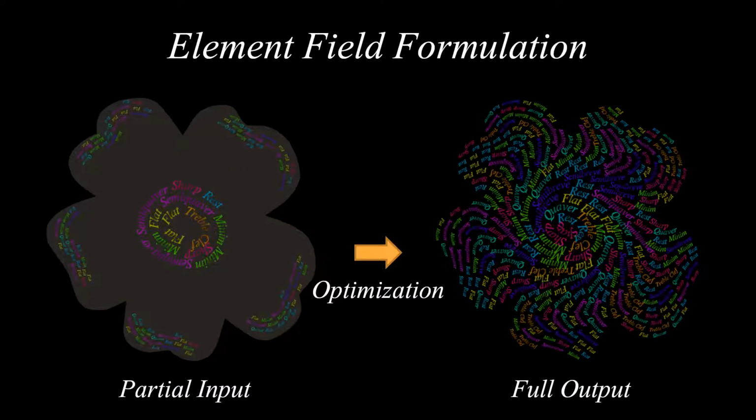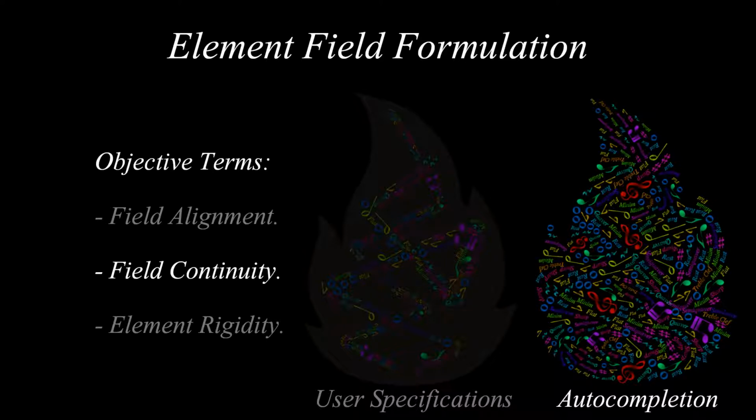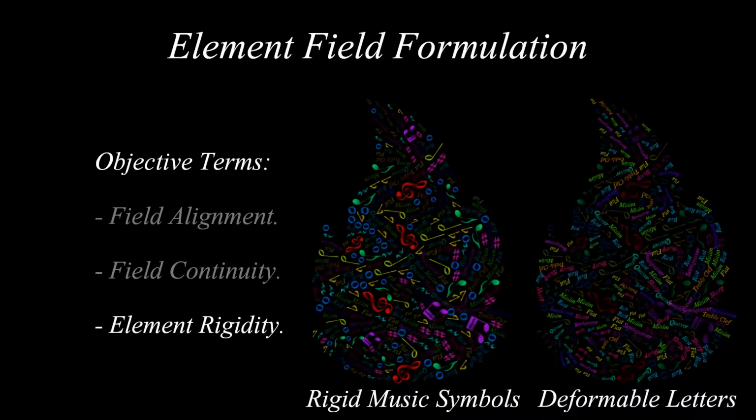Our element field formulation is devised to optimize the scales and orientations of the elements from sparse user inputs. It also consists of three objectives. The field alignment term aligns synthesized elements under user brushed strokes. The field continuity term smoothly orients each element with its nearby elements, especially in areas not explicitly specified by the users. The element rigidity term controls the rigidity or deformability of the element shapes.